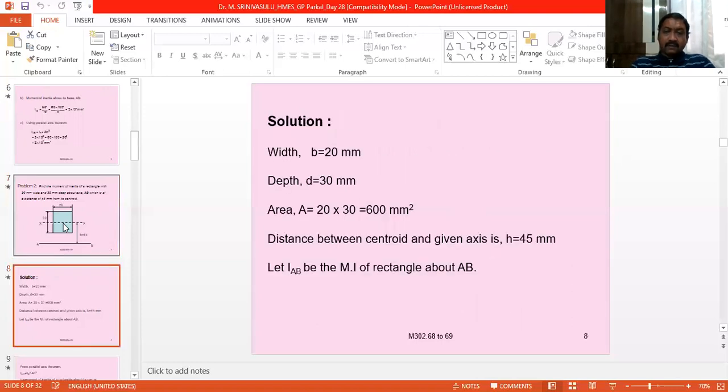So firstly the width is equal to 20 millimeters, that is b, and depth is equal to 30 millimeters, that is d, and area is equal to 20 into 30, it is equal to 600 square millimeters, and the distance between the centroid and the given axis AB, h is equal to 45 millimeters. So here we are assuming that the given axis is parallel to the x-axis. Let IAB be the moment of inertia of the rectangle about the AB axis.